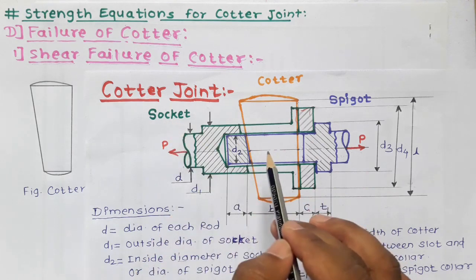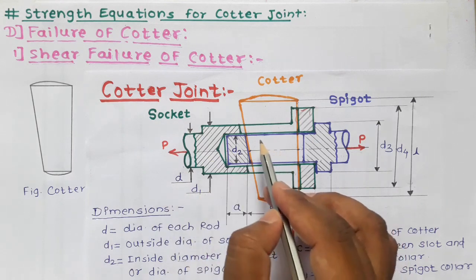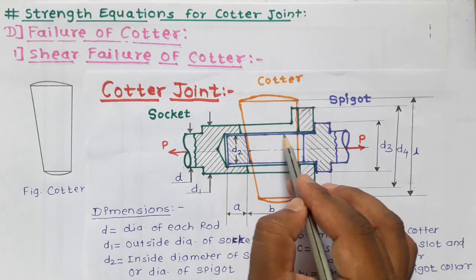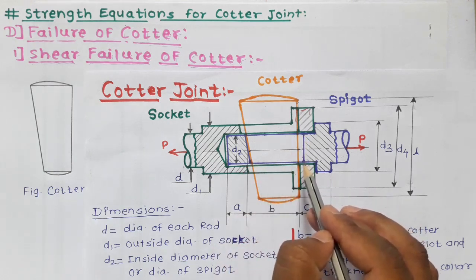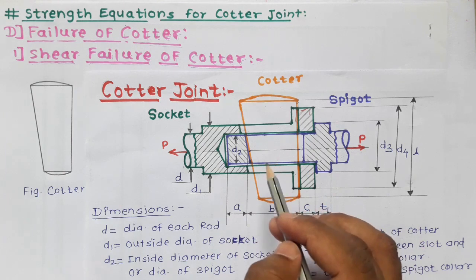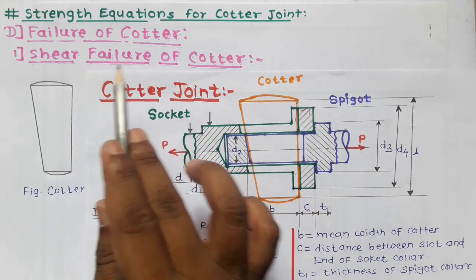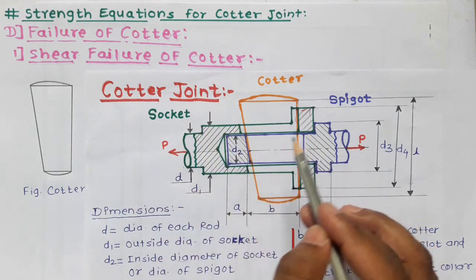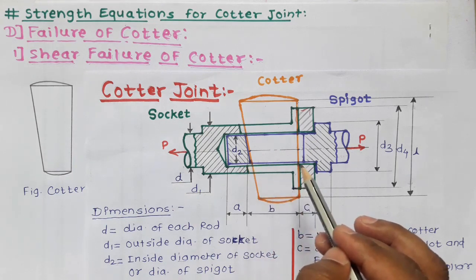So according to this, the quarter will fail in two planes. So this is the first plane of failure and this is the second plane of failure of quarter. If we speak specifically, this shear failure is nothing but a double shear failure of quarter because it fails in two planes.